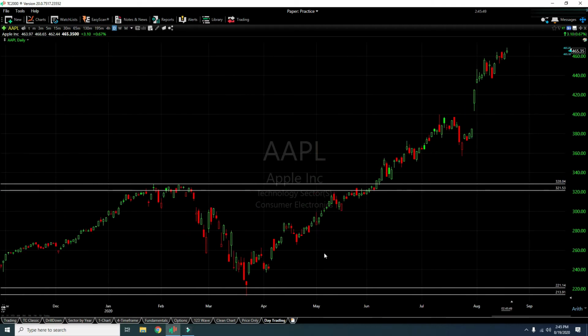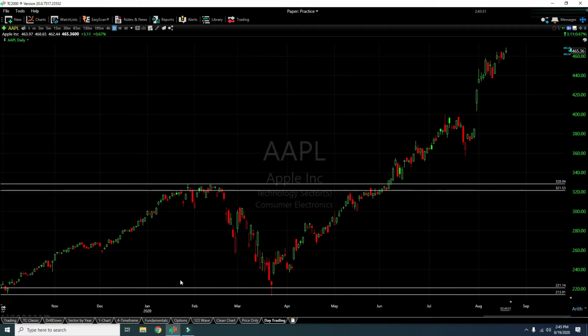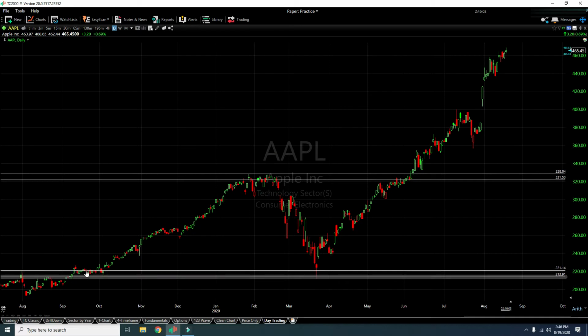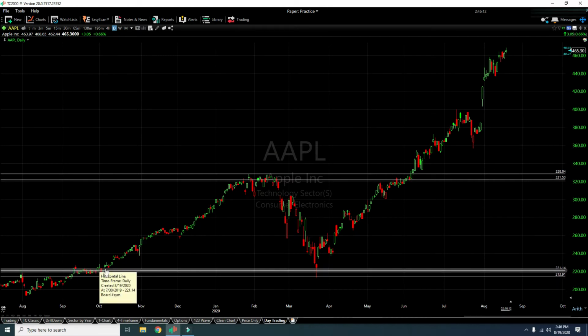To illustrate the point, let's look at another area where it acted as a major support on March 23rd of this year. If you notice in this chart, between September and October of 2019, price bounced off this support area, or I would say rather resistance area, when the price came up to that. Then finally it broke above on this day.